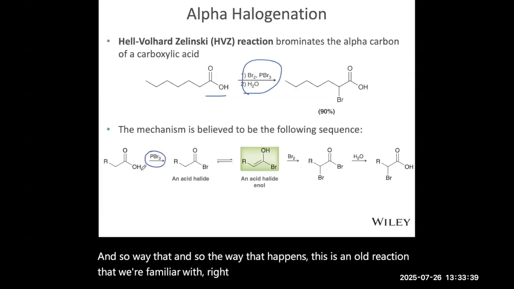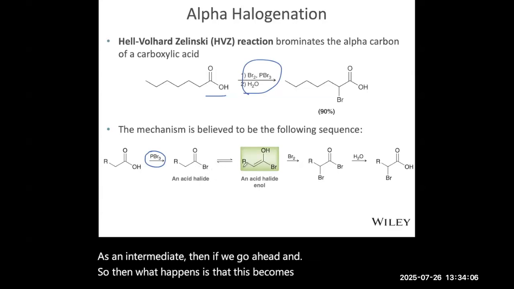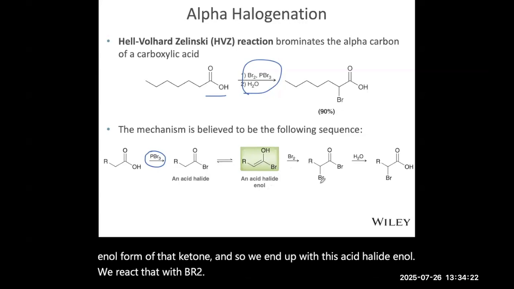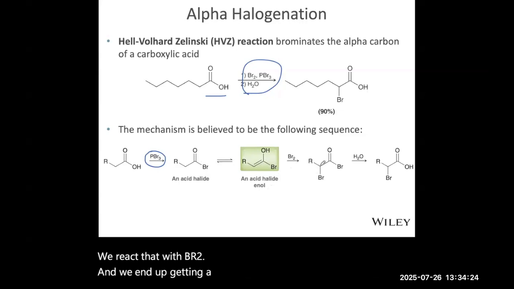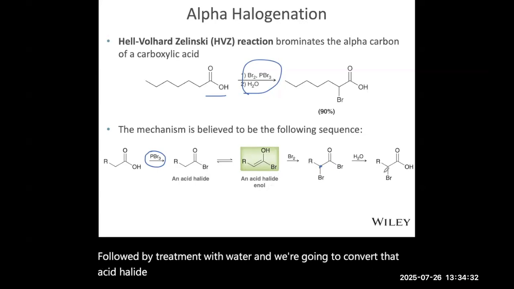And so the way that that happens, this is an old reaction that we're familiar with, right? So PBr3 reacting with a carboxylic acid is going to give us the acyl bromide here as an intermediate. So then what happens is that this becomes an equilibrium with the enol form. And so we end up with this acid halide enol. We react that with Br2 and we end up getting a bromine at that alpha position right here, followed by treatment with water, and we're going to convert that acid halide back into the carboxylic acid. And so then we're good there.